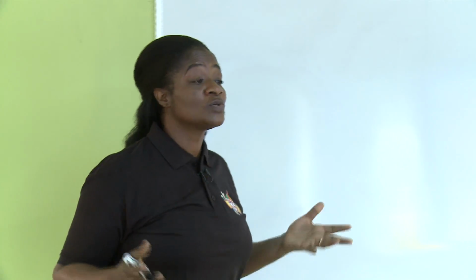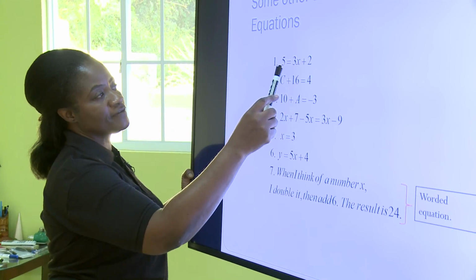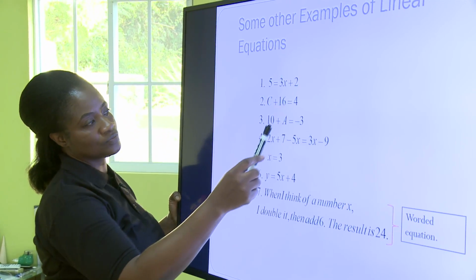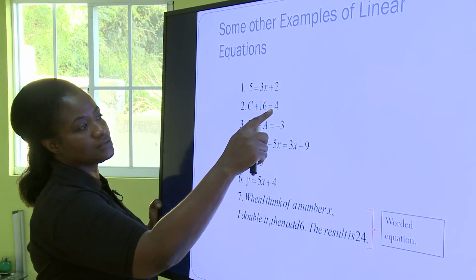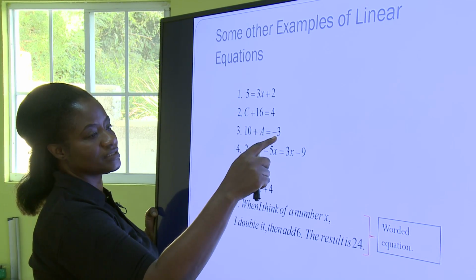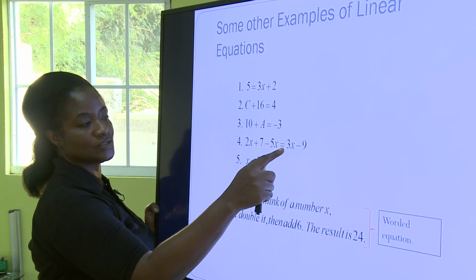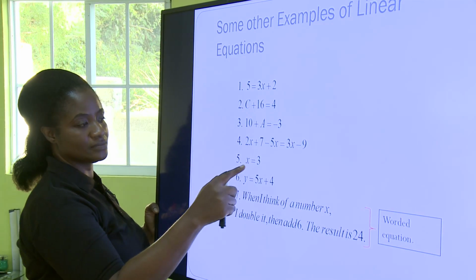So students, I know that you have found that exercise very exciting. I was excited about sketching those graphs as well. Now I would like you to explore some other examples of linear equations. I would like you to read them with me. 5 is equal to 3x plus 2. c plus 16 is equal to 4. 10 plus a is equal to -3. 2x plus 7 minus 5x is equal to 3x minus 9.